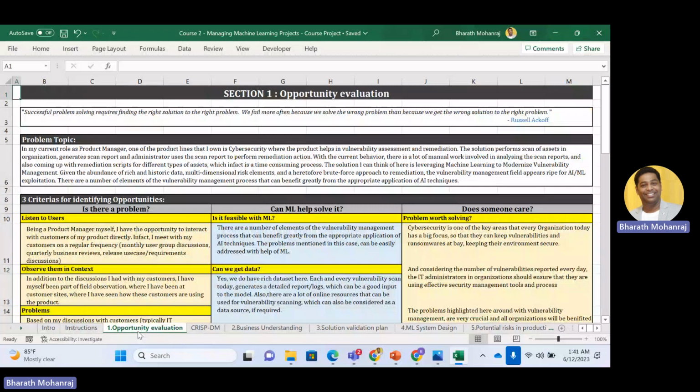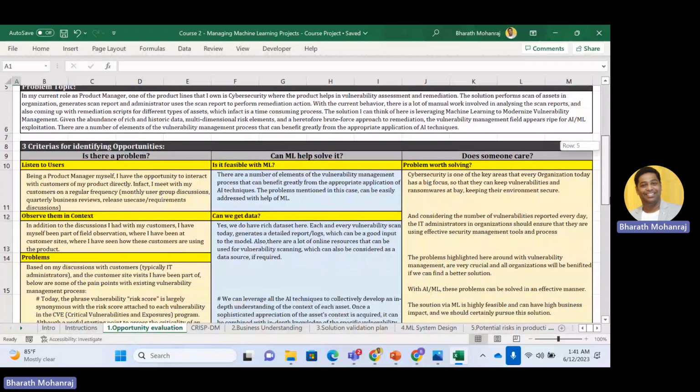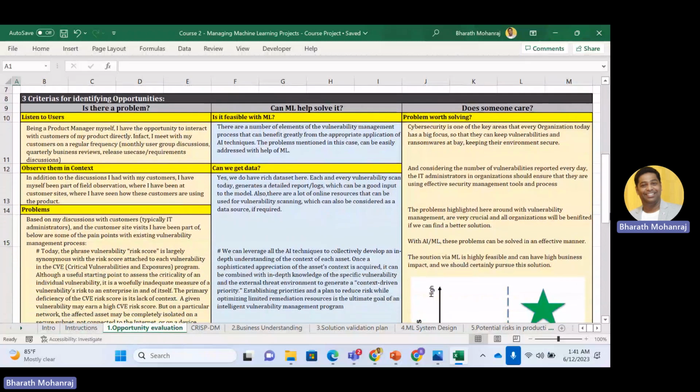So having said that, getting into the opportunity evaluation. There are 3 criteria that we need to evaluate for identifying opportunities. Number one, we need to understand if there is a real problem. Number two, if ML can solve it. And even if we can solve it, number three is we should see if there is someone who cares for the solution. So starting with the first step: is there a problem?